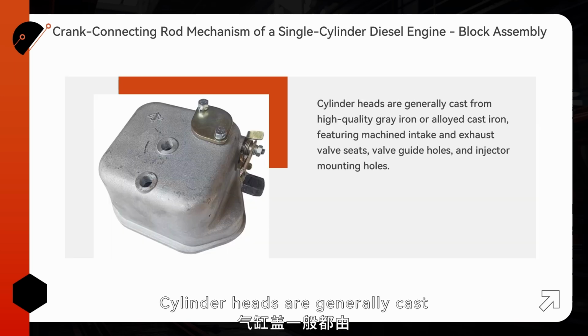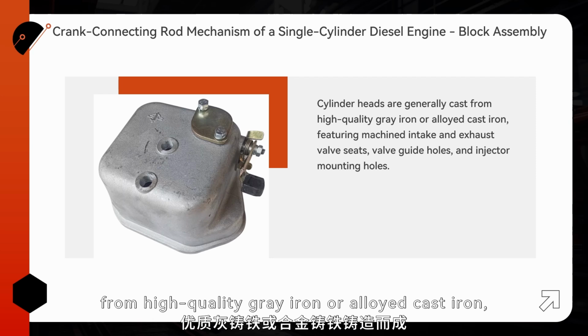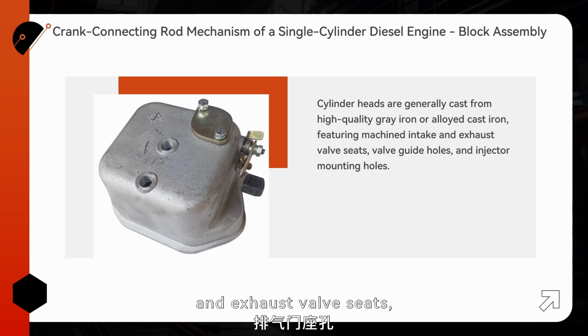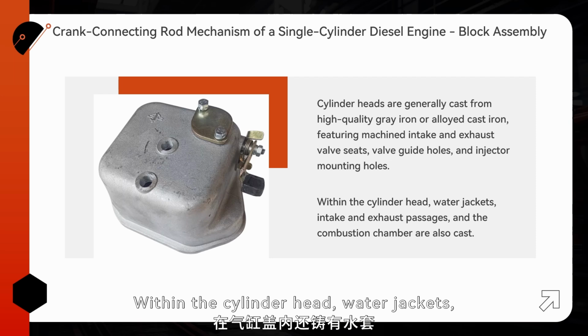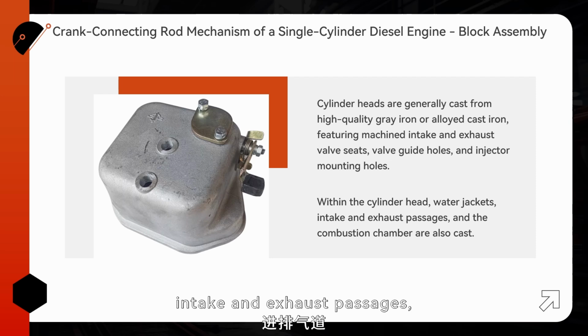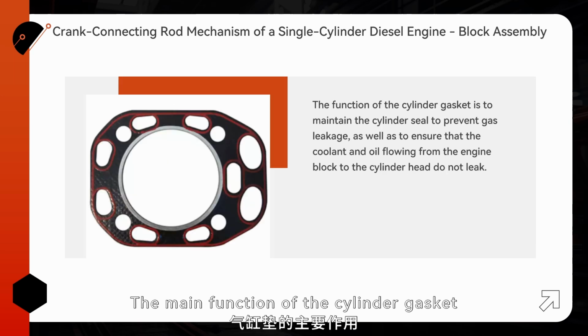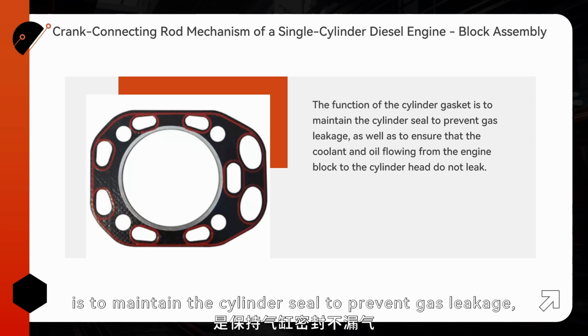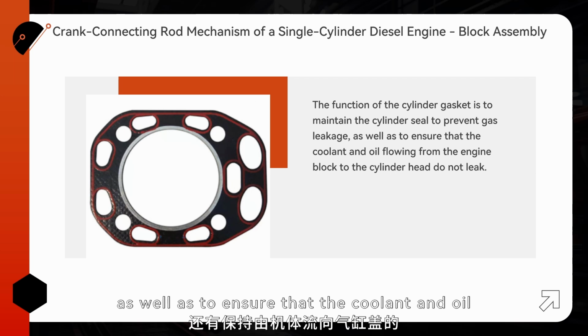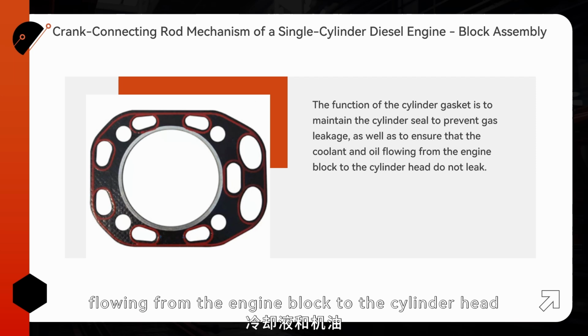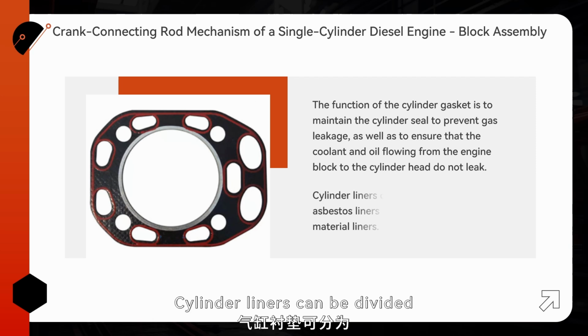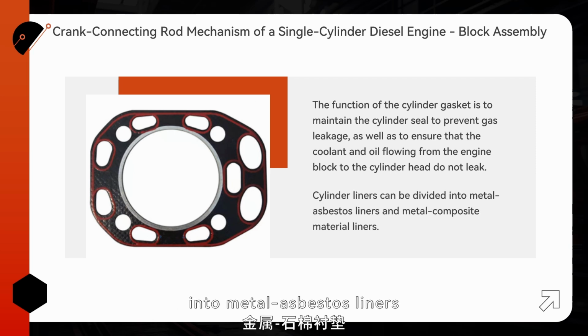Cylinder heads are generally cast from high-quality gray iron or alloyed cast iron, featuring machined intake and exhaust valve seats, valve guide holes, and injector mounting holes. Within the cylinder head, water jackets, intake and exhaust passages, and the combustion chamber are also cast. The main function of the cylinder gasket is to maintain the cylinder seal to prevent gas leakage, as well as to ensure that the coolant and oil flowing from the engine block to the cylinder head do not leak. Cylinder liners can be divided into metal asbestos liners and metal composite material liners.